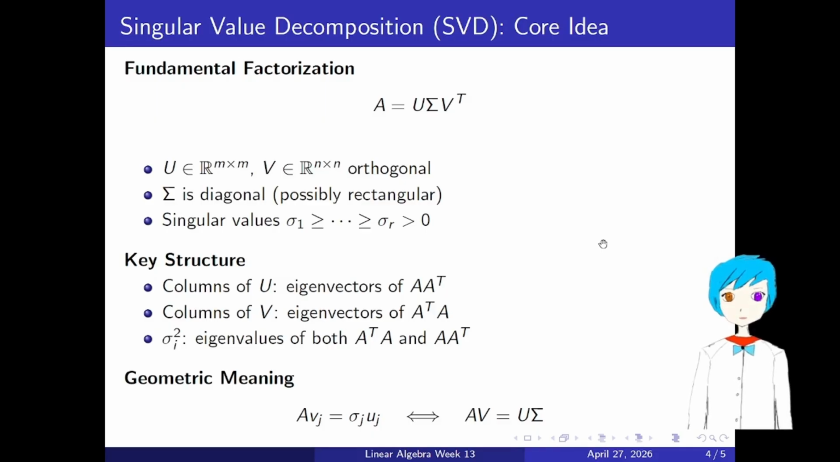The singular values satisfy sigma 1 greater than or equal to sigma 2 greater than or equal to sigma r greater than 0. The columns of U are eigenvectors of A A transpose, while the columns of V are eigenvectors of A transpose A. Sigma i squared are eigenvalues of both A transpose A and A A transpose. The geometric meaning is that A vj equals sigma j uj.